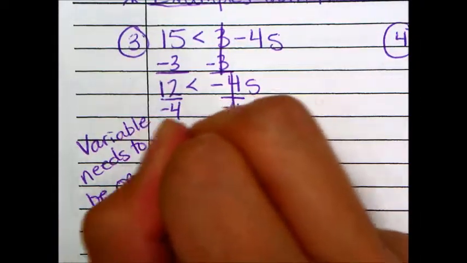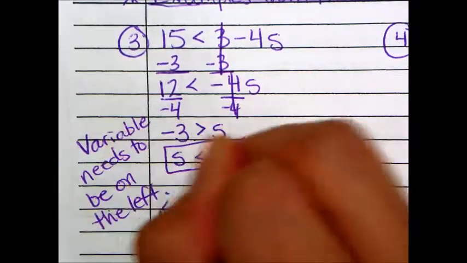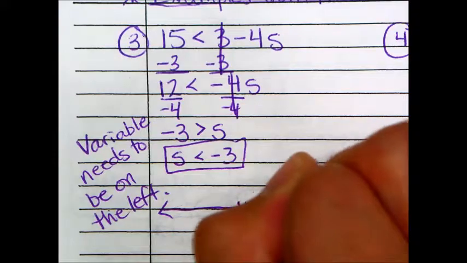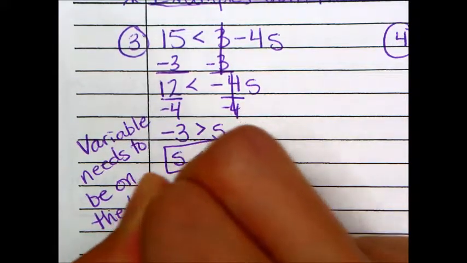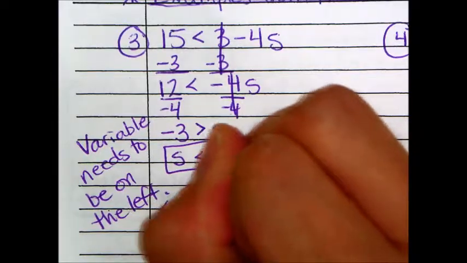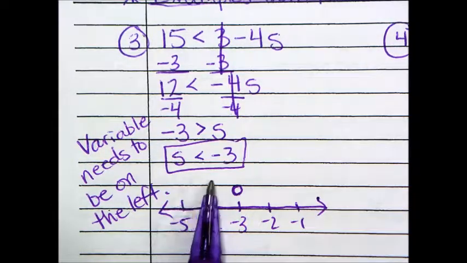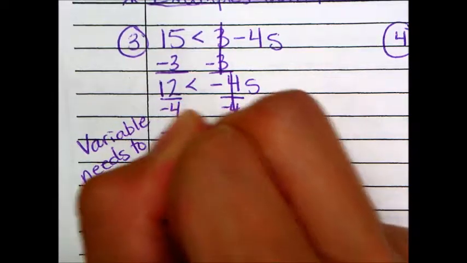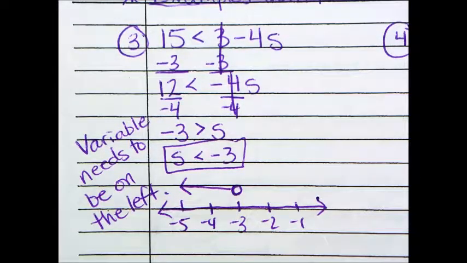Okay, so my graph for this would just have a negative 3 in the middle, a couple of numbers on either side, and we would want to do an open circle because it does not equal negative 3, and in this case it's everything less than negative 3. So less than would go to the left.